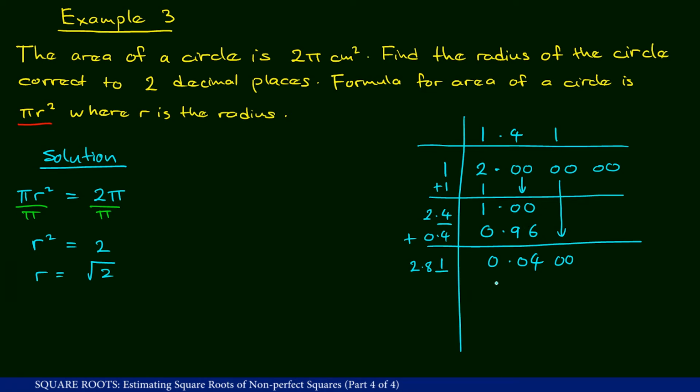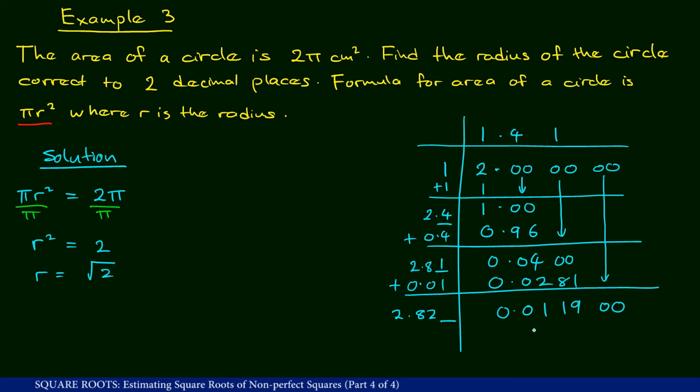So that becomes 0.0281. This is 9. This is 1. And this is 1, 0, and 0. So this is the new remainder. Bring down the last pair of zeros. So we add 0.01 here. That becomes 2.82 something. And this something is the last digit when we find out.